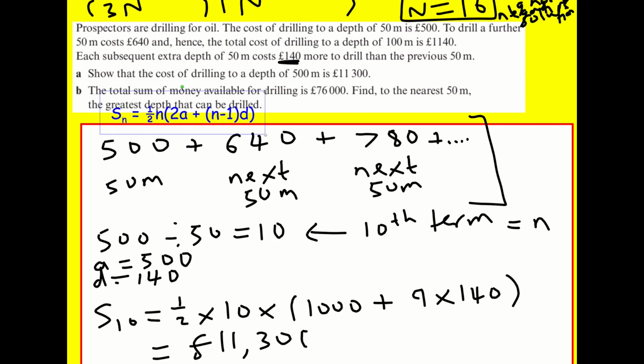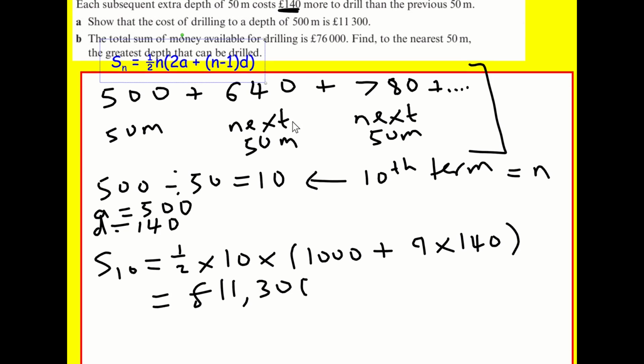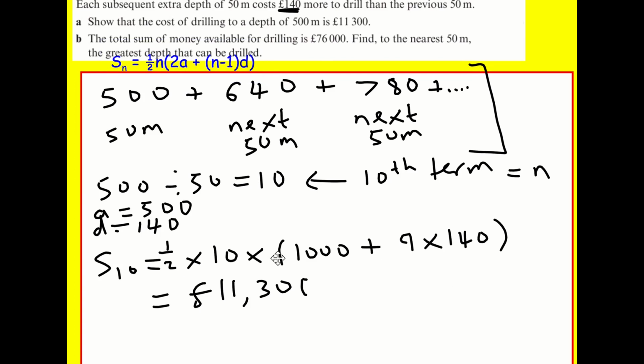Right, the total sum of money. This is going to be very similar now to the question I've just done. The total sum of money is £76,000. Find, to the nearest 50 meters, the greatest depth that can be drilled. So now we need to deal with the problem in reverse. I'm going to delete this just so I've got some space.